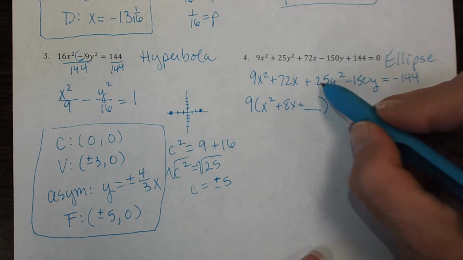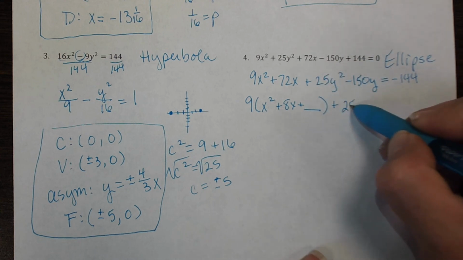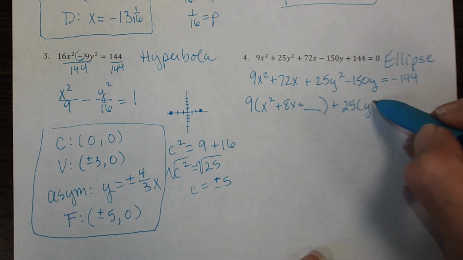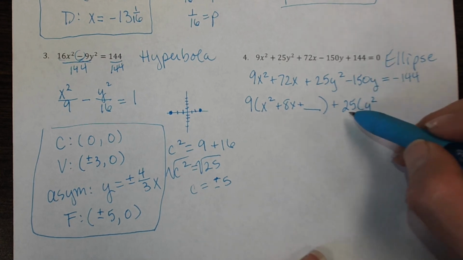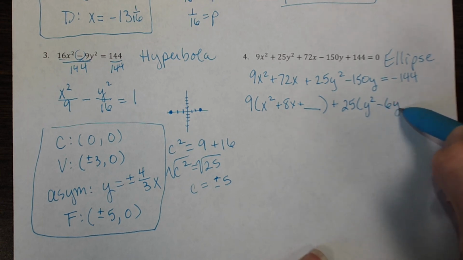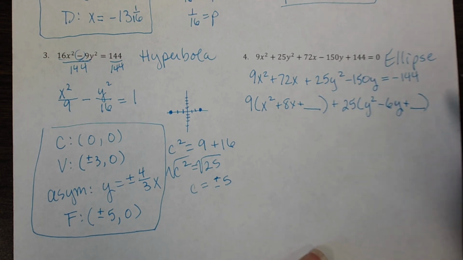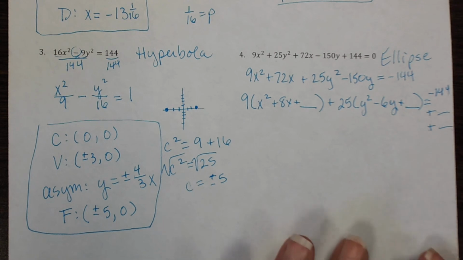And then here we've got to factor out that 25 because I can't do completing the square with a coefficient on my square term. So then I have y squared, and then 150 divided by 25 gives me minus 6y, and then plus blank, and then again we have our negative 144. Kind of ran out of room. We're going to have a plus blank and a plus blank.